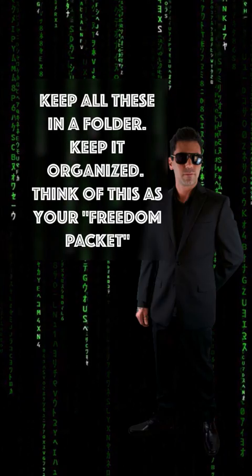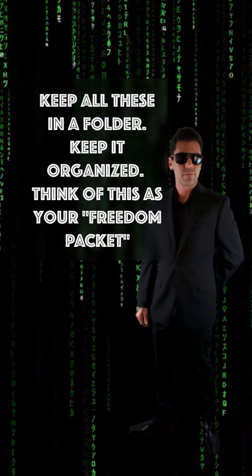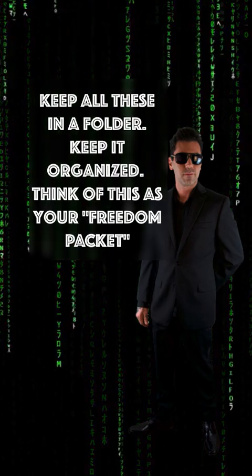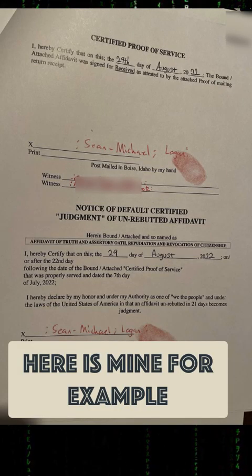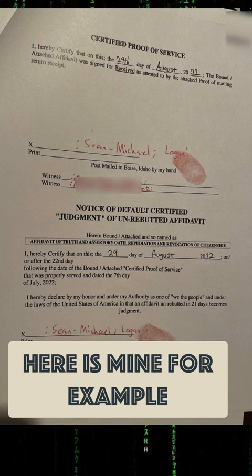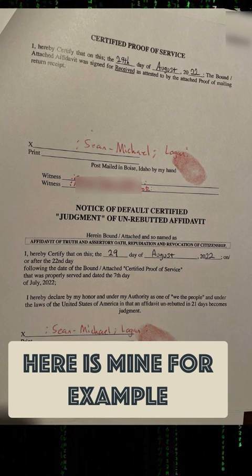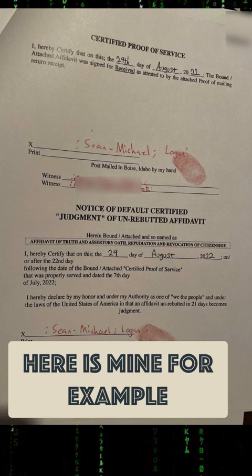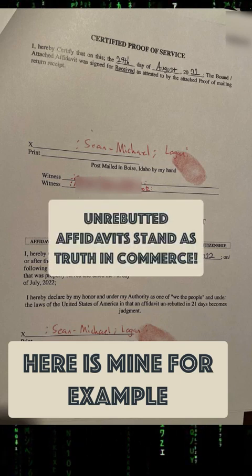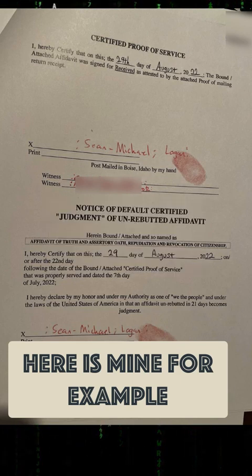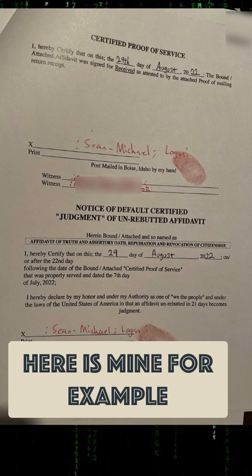Keep all your return receipt cards, tracking numbers, and keep them with all these documents. Then get a judgment of unrebutted affidavit. This is a document proving that your affidavit of repudiation and revocation was unrebutted. It is a maxim of law that an unrebutted affidavit stands as truth in commerce. Get 2 witnesses to sign this document. This is to prove that you are who you say you are, and get it notarized.